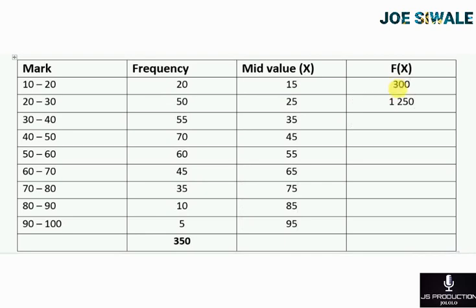So for the first one, I have 300. The next one, I have 1,250. Then I have 1,925. Then I have 3,150. Then I have 3,300. Then I have 2,925. Then I have 2,625. I have 850, I have 475, and the summation is 16,800.